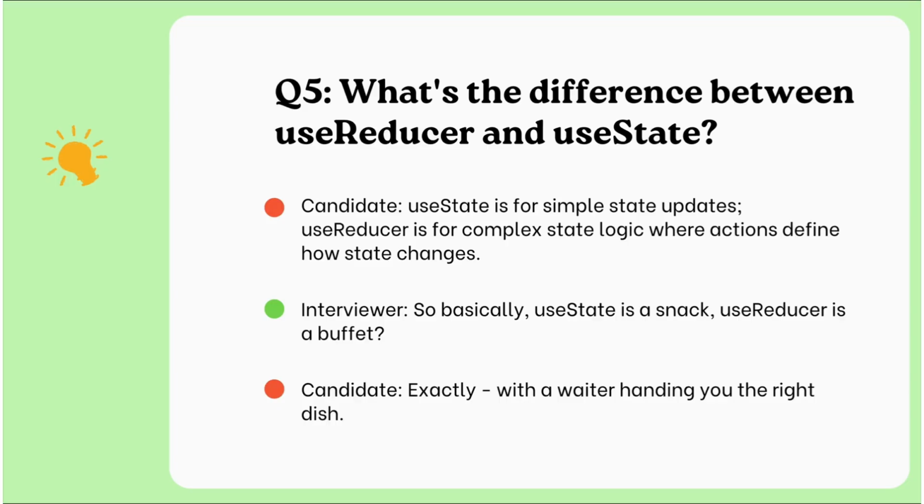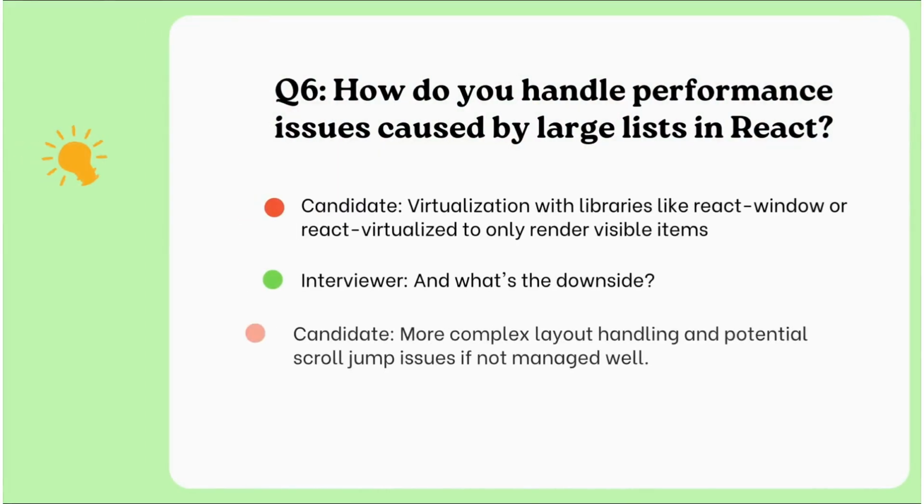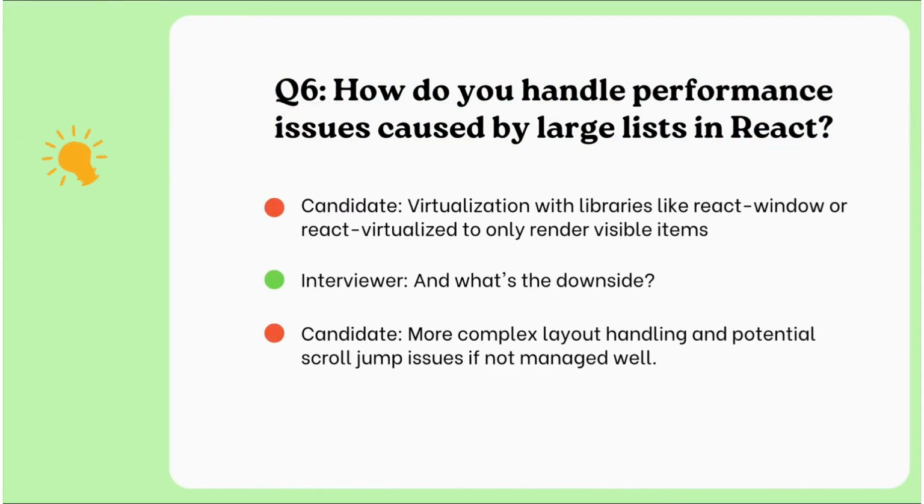How do you handle performance issues caused by large lists in React? Virtualization with libraries like React Window or React Virtualized to only render visible items. And what's the downside? More complex layout handling and potential scroll jump issues if not managed well. Good. You see both sides.